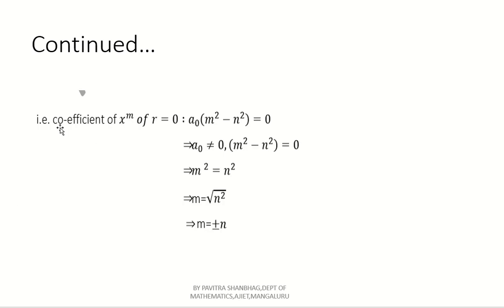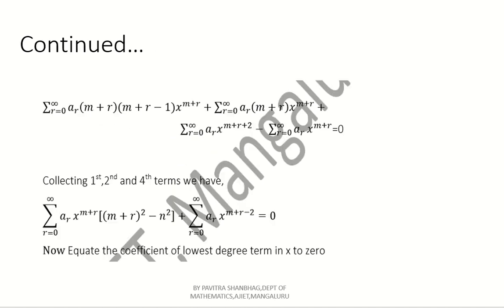here equate the coefficient of x power m. So what will you get here? Coefficient of x power m at r equal to 0. Coefficient of x power m means what here? See, when will we get x power m? Put r equal to 0, you will get x power m, right? So what do we have to write? Put r equal to 0, means here a0 x power m plus 0, into (m plus 0) whole square minus n square. So what is the coefficient of x power m?